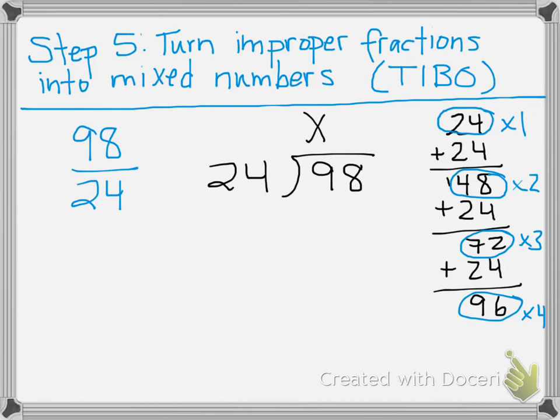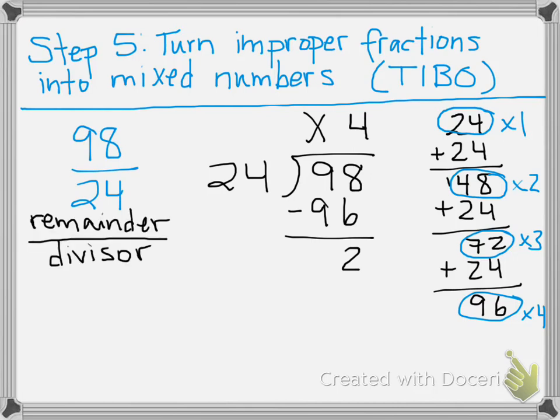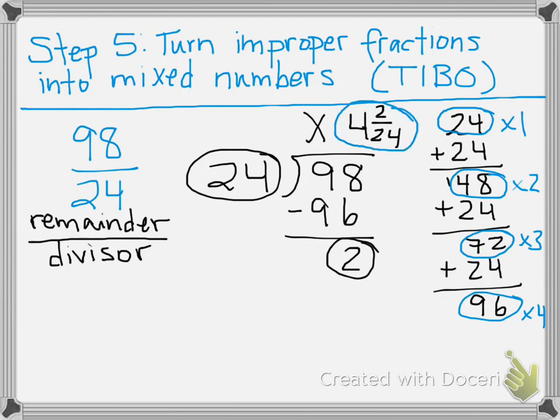24 does not go into 9, but it goes into 98 4 times. 24 times 4 is 96. When I subtract, I get 2. There's nothing else to bring down. I want to write my remainder as a fraction. The way we do that is remainder over divisor. So my remainder is 2, that goes on the top, and my divisor is 24, that goes on the bottom as my denominator. So I get 4 and 2 over 24 as my answer.